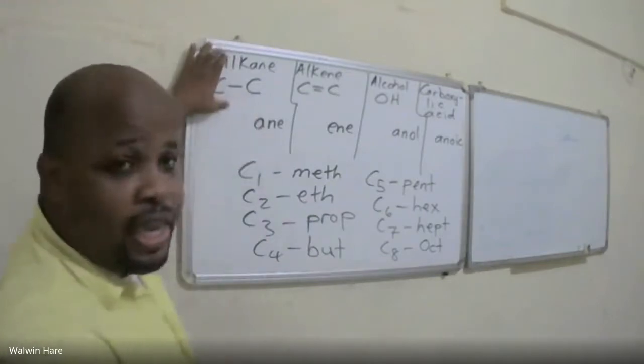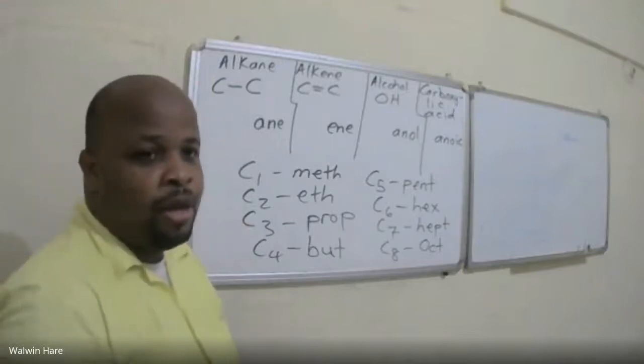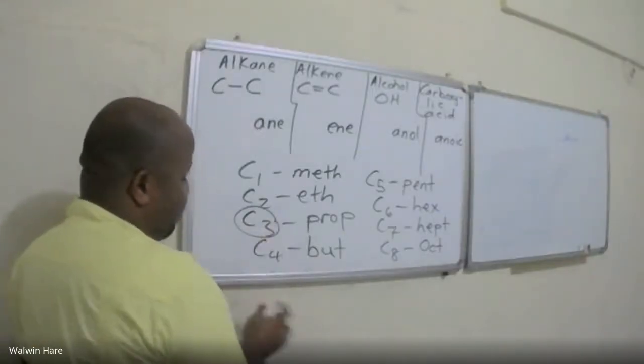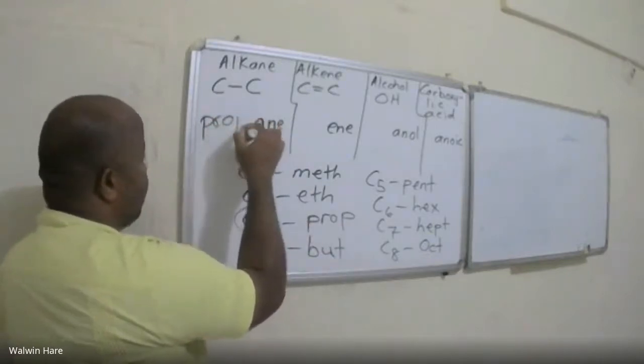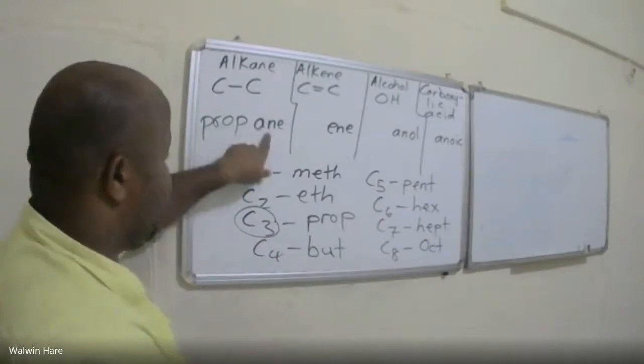If you have an alkane with three carbon atoms, what would be the name of it? Propane. So once it has three carbons, we know the first part of the name is prop. And if it is an alkane, we know that it should end in ane.